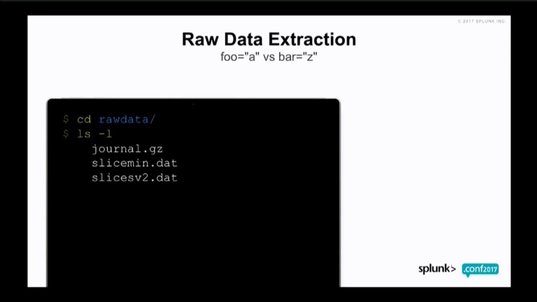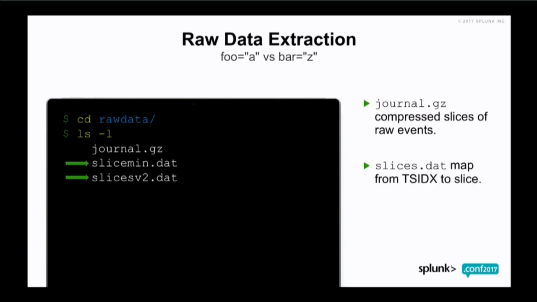So in keeping with the theme, two files we need to pay attention to. We have journal.gz. This is compressed slices of raw event data and metadata. Then the second is slices.dat. What slices.dat is, it's going to be a map between the events that came out of your TSIDX file and the slices that are in your journal. So we need to map the two together somehow. This is where that happens.